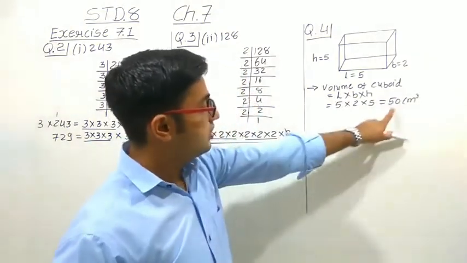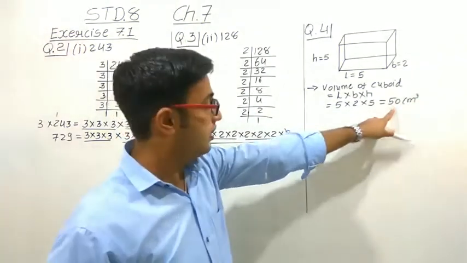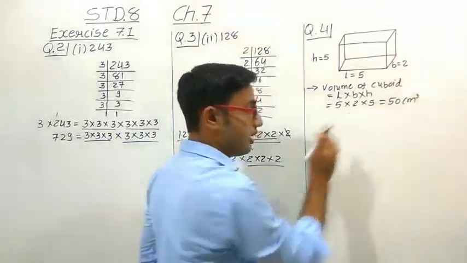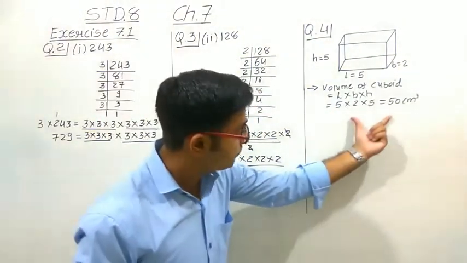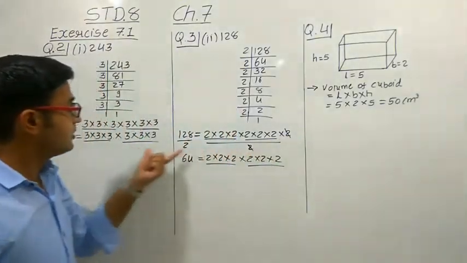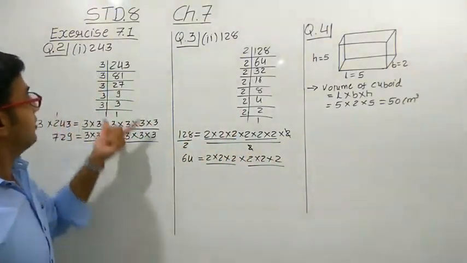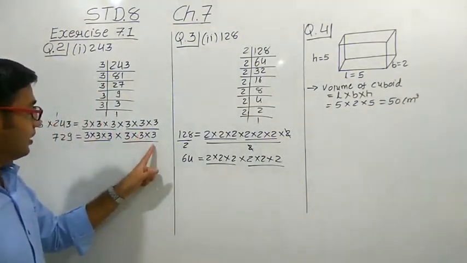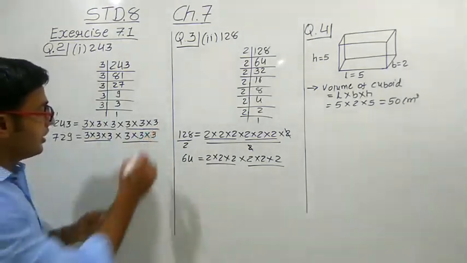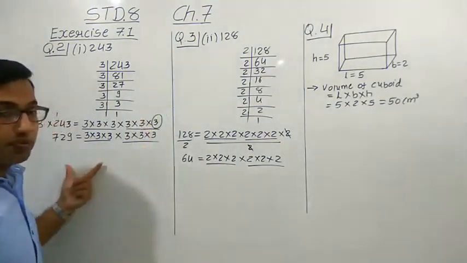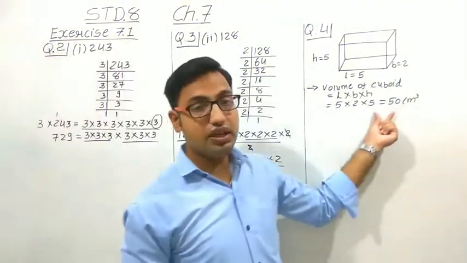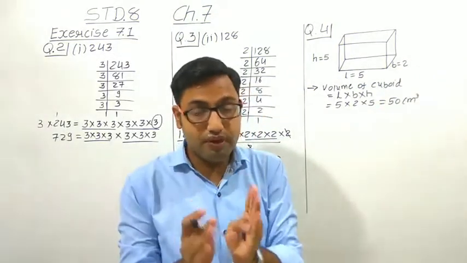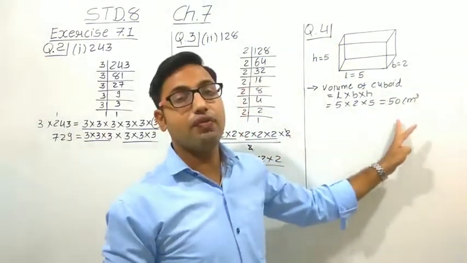Now, the volume we get here is 50, right? The prime factors of this 50 are 5, 2 and 5. This question is the same as the previous question. In that question, the given number is not a perfect cube, so we multiply the number with 3 to get a perfect cube number. In the same way, this 50 is not a perfect cube number. We have to multiply this 50 with some whole number so that it can become a perfect cube number.